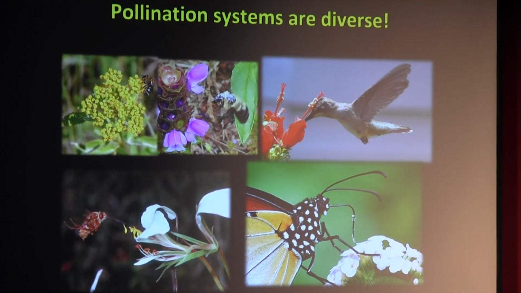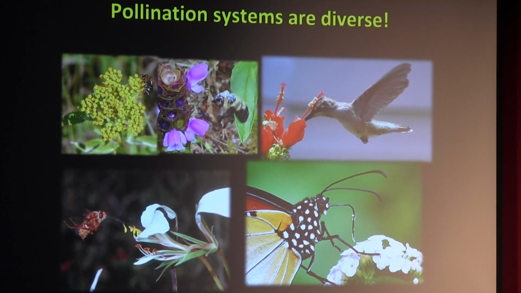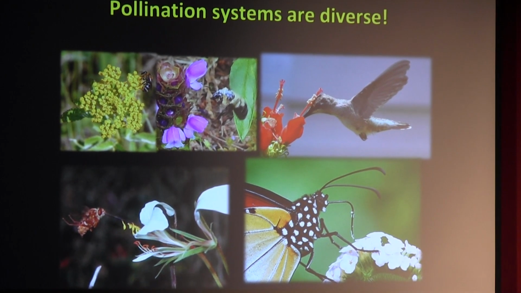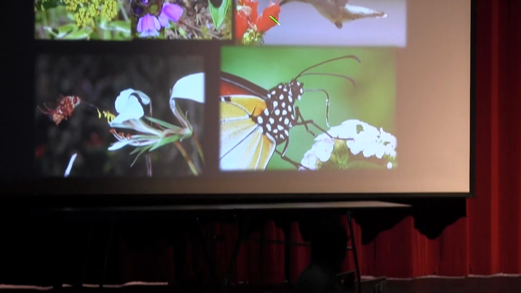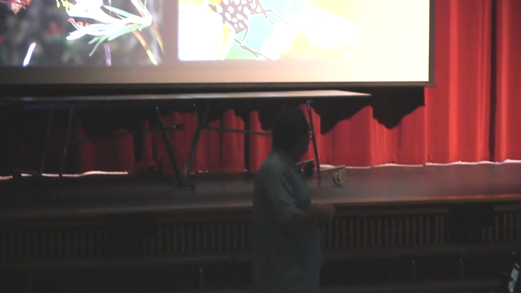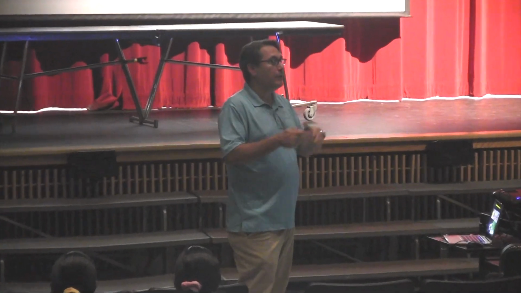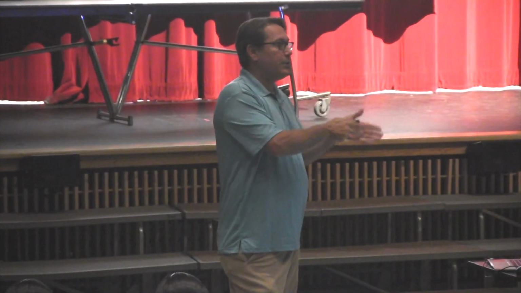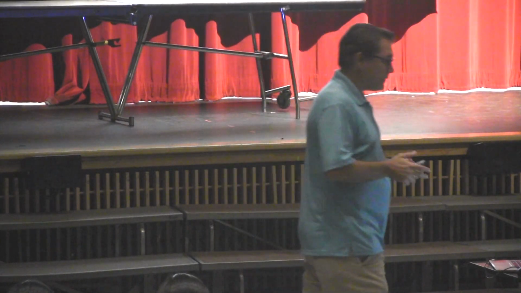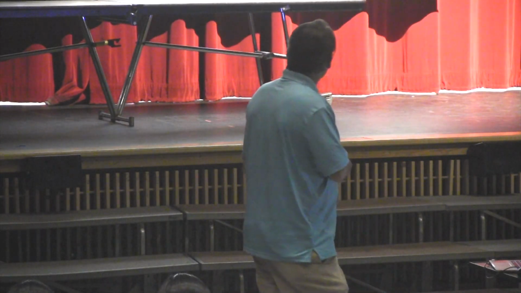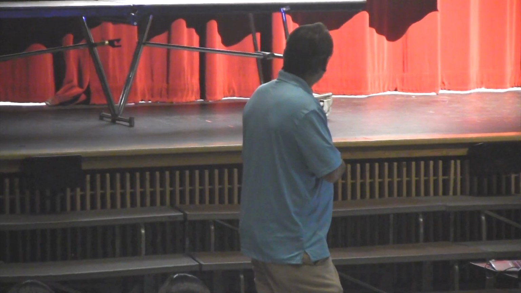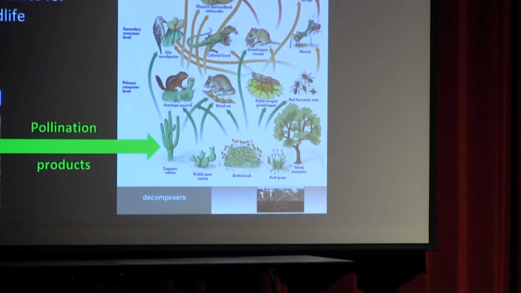Most systems vary in how specialized they are, from a one-to-one up to some that are able to be pollinated by a wide variety of animals. But nothing can be pollinated by everything. Similarly, no single bee species can visit all plants. There is specialization on both ends of things. Here we have a butterfly. It gets the pollen on the end of its proboscis, and it's probably transferring pollen. So these systems are diverse.